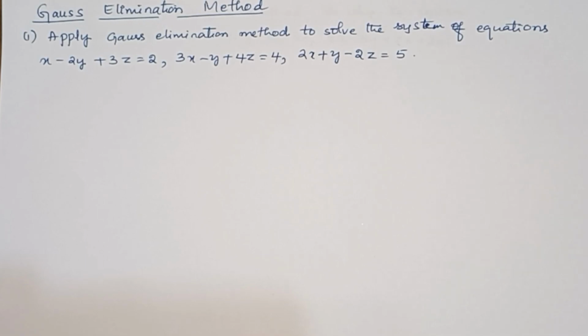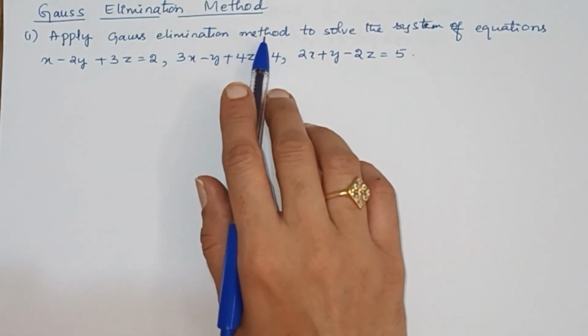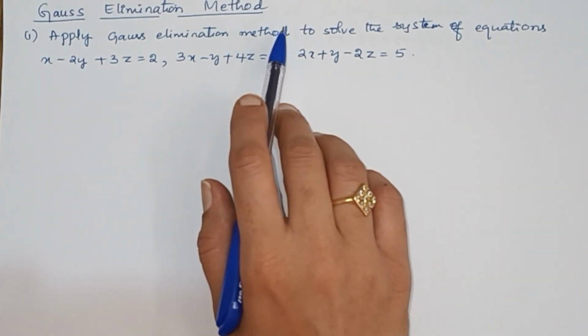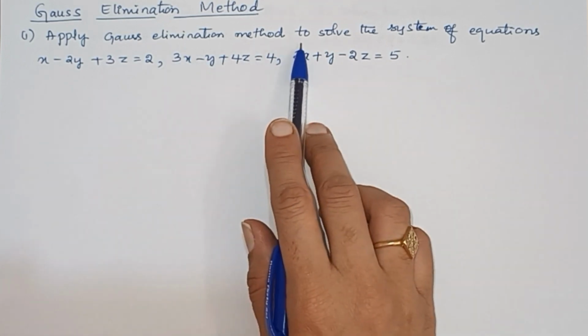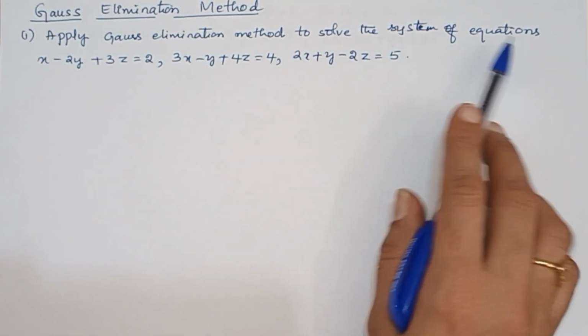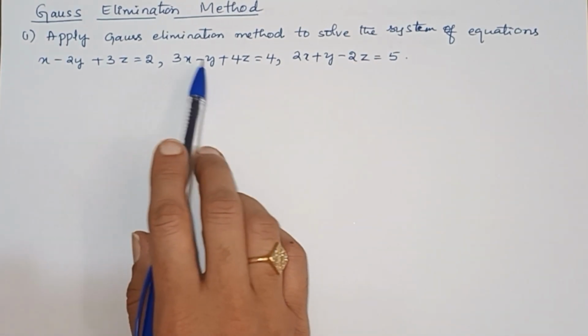In this video, I'll explain the Gauss elimination method. This method is used to solve a system of linear equations. See the first problem. Apply Gauss elimination method to solve the system of equations. Here three equations are given and there are three unknowns.